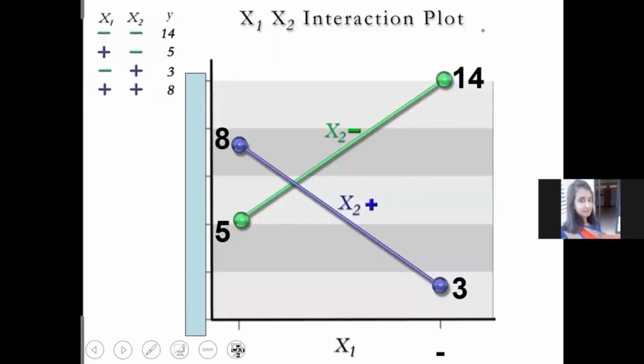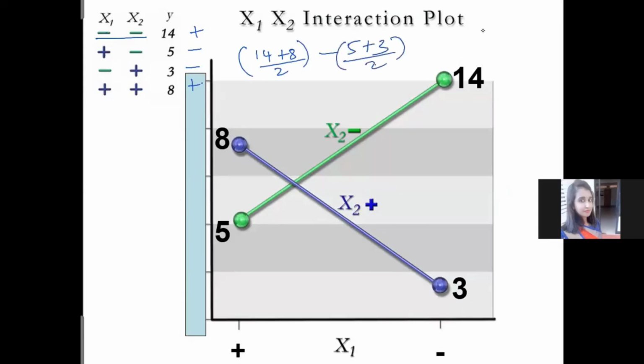The interaction effect, as I said in the last class, you simply calculate: this is plus, this is minus, this is minus, this is again plus. So the average of 14 and 8 minus the average of 5 and 3. This is what we call the interaction effect. You can see 8 is here, 3 is here. That is the value of x1 when x2 is plus.